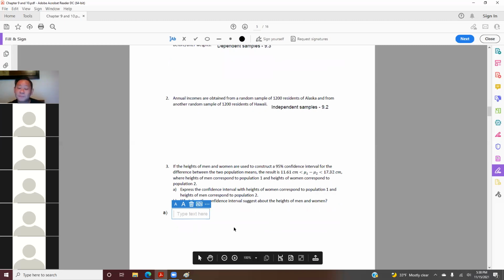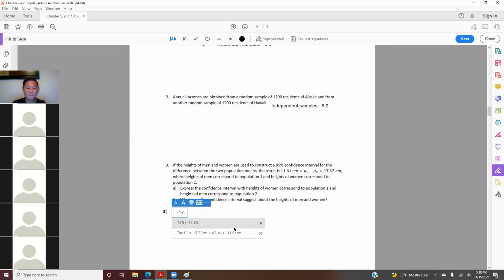So what happens to this confidence interval? Can someone tell me the numbers? Do they just flip and turn negative? So what you get is negative 17.32. I'm going to use mu W minus mu M because sometimes it's tricky to see which is 1 and 2. W means women, M is men. You see me writing this a lot so that you don't have to ask me what is 1 and what is 2.